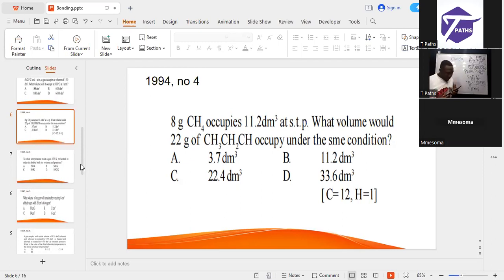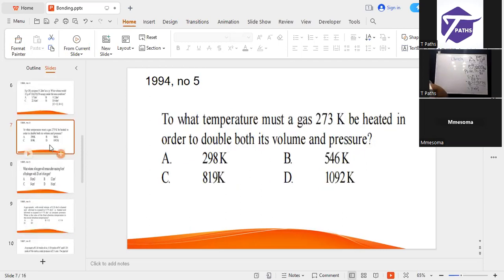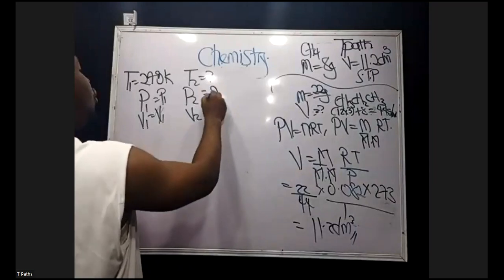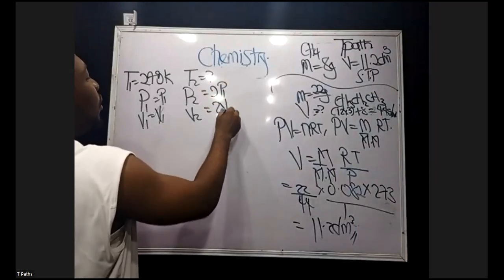The next question is from 1994, number 5. They said to what temperature must a gas, T1 is 273 Kelvin, be heated in order to double both its volume and pressure? That means T2 is unknown. So this is P1, this is V1. To double both its pressure and volume, this is 2P1, this is 2V1.